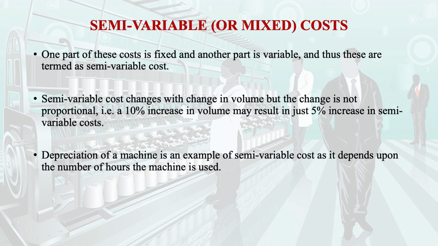Semi-variable cost changes with the change in volume, but not directly proportionally as in the case of variable cost. An example is depreciation of a machine, because it is a semi-variable cost. It depends on the number of hours the machine is used. So there is depreciation with time as well as with the running hours of the machine.